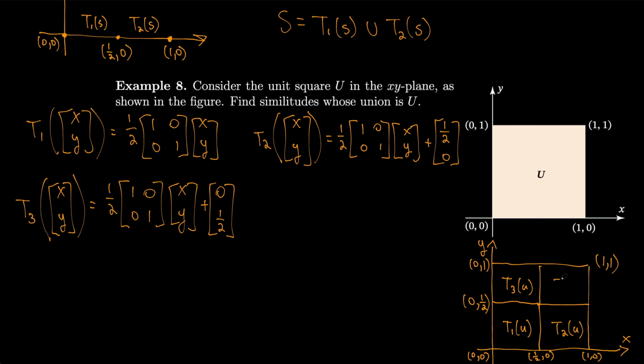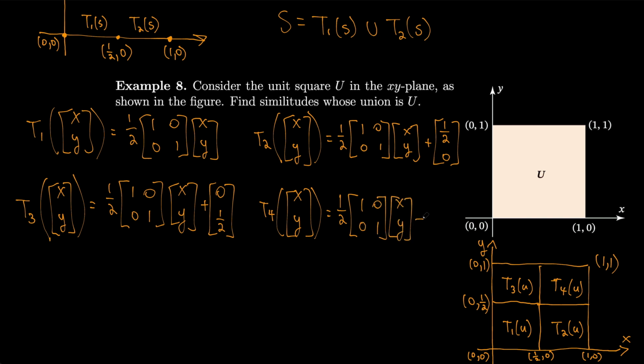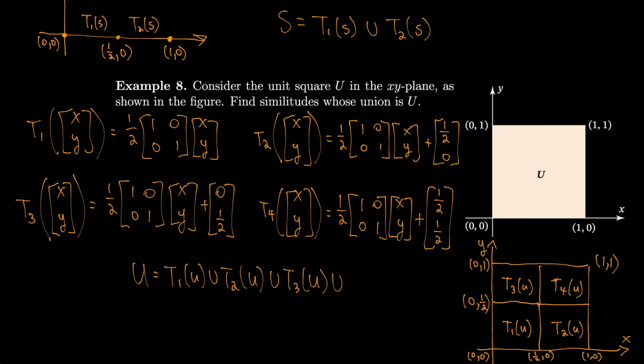And then, just to wrap things up, we've got T4. So T4 of x, y is, again, the shrinking part. And then we have to translate it up and across, so I'll do half for both x and y. And then u, the square, is the union of these transformations. So it's T1 union T2 union T3 union T4.